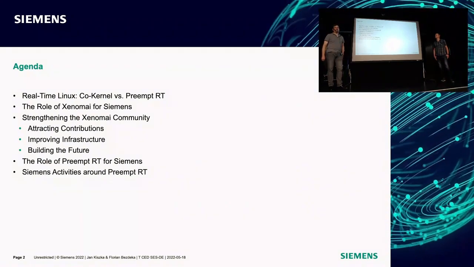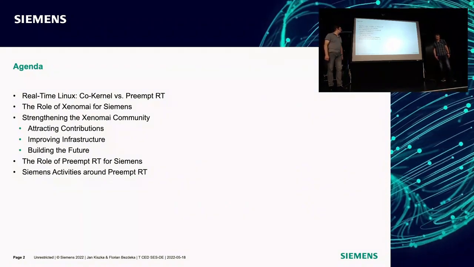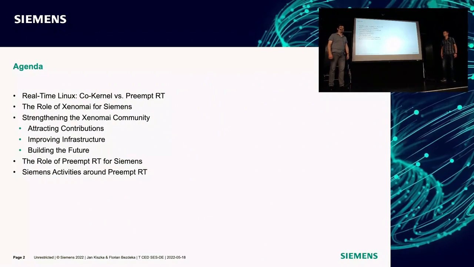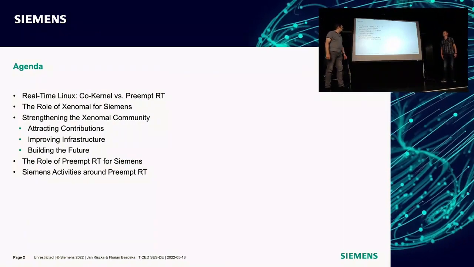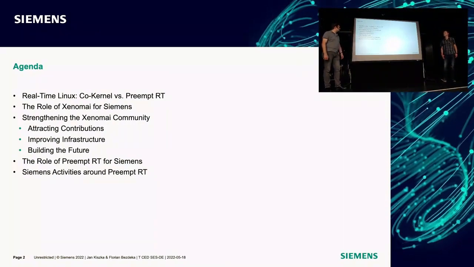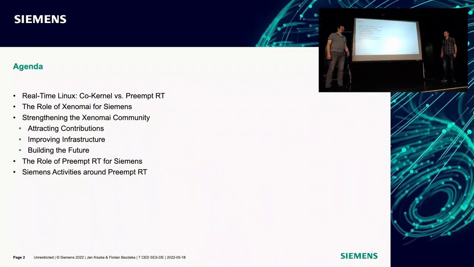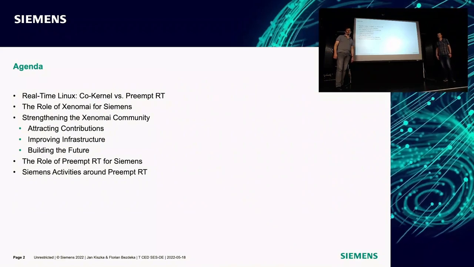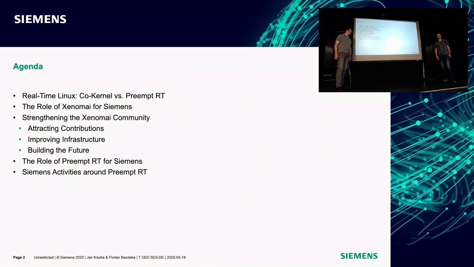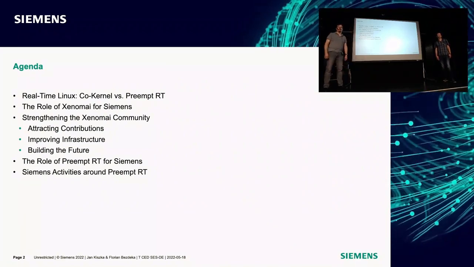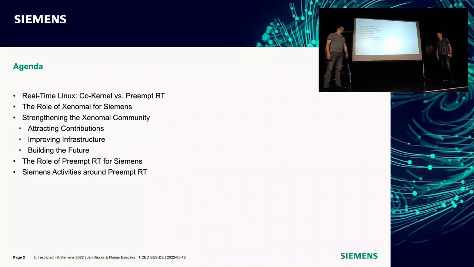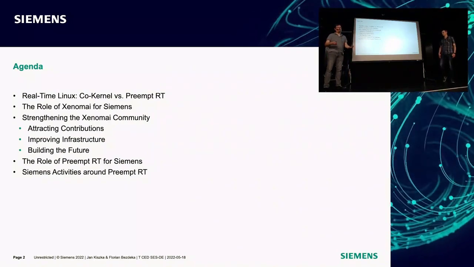What we are doing there to attract the community, to grow this, and what we have done the past years there. Not only us, but also our community with the help of us. And then we'll look into the other alternative, Preempt-RT. What is the importance of that, and how we are trying to help that community for our use cases, and where we are active there.